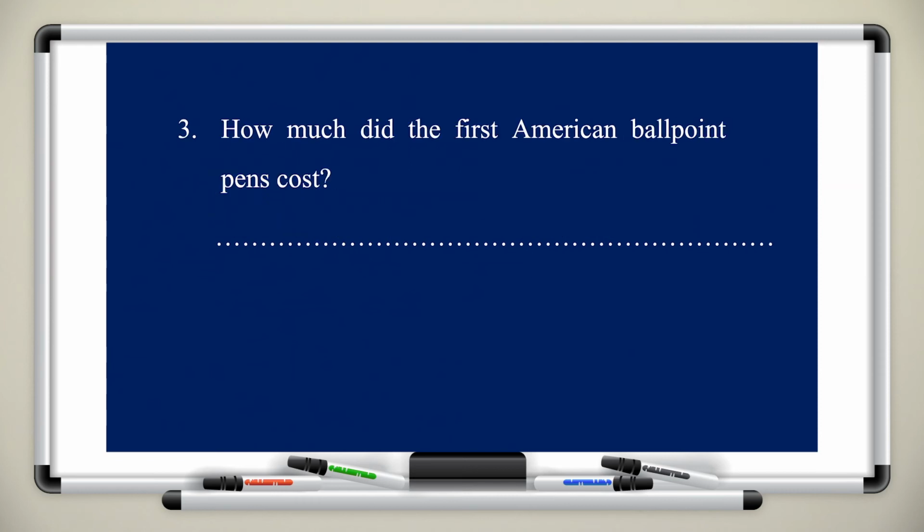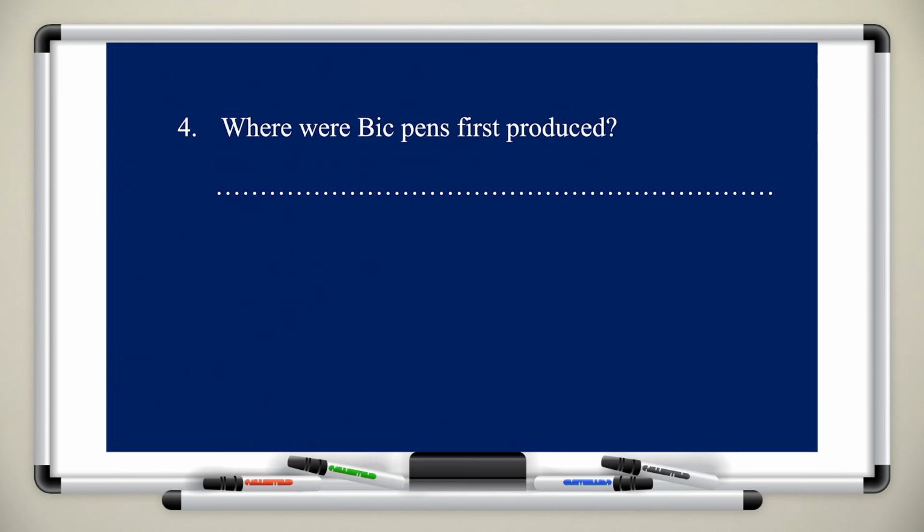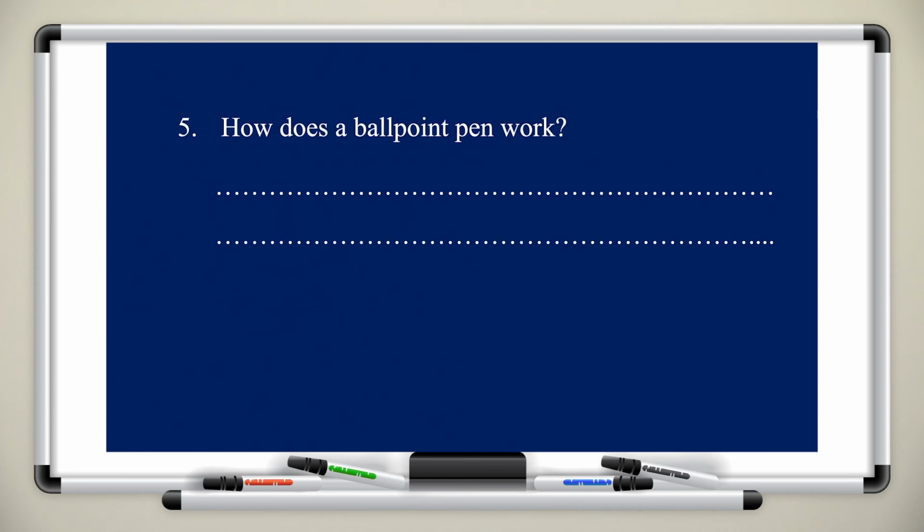Question number 3. How much did the first American ballpoint pens cost? So if you go back to the paragraph, you'll see that they were $10 each. So $10 each. Question number 4. Where were Biro pens first produced? So if you go back to the passage again, you will see that they were first produced in France. Question number 5. How does a ballpoint pen work? You can type your own answer here.